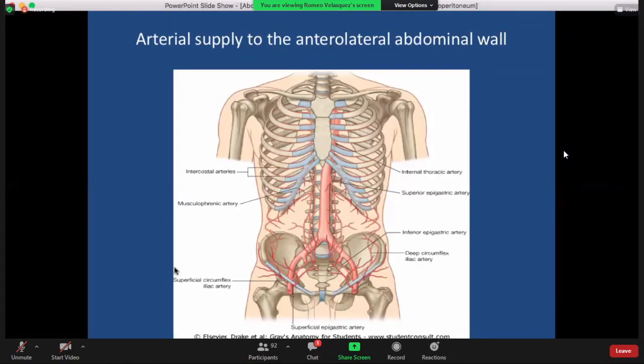So this is the illustration from Gray's Anatomy again, showing you the arterial supply. That's a major source right there, internal thoracic. That's the disposition of internal thoracic. You can see there, para-sternal location, it's behind those costal cartilages.